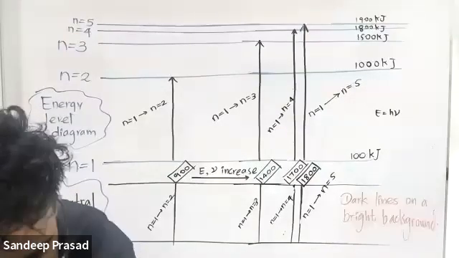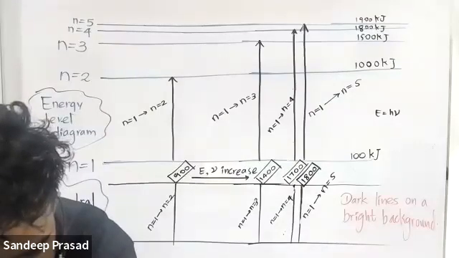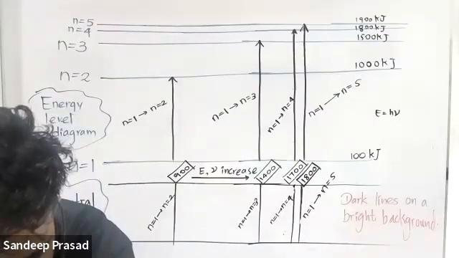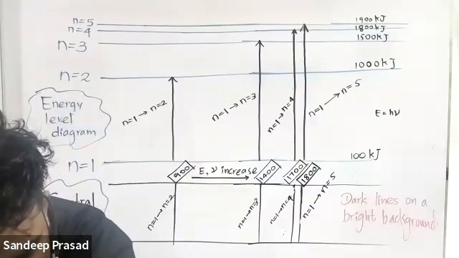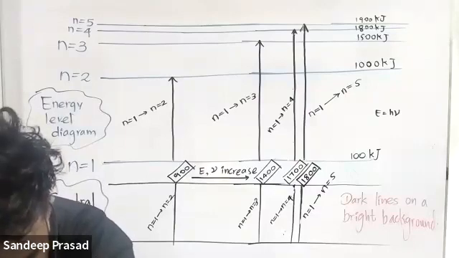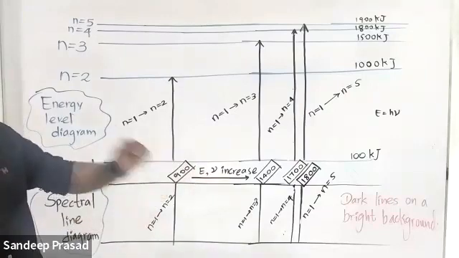And sir, do the dark lines get darker from left to right because of high energy absorption? Do the dark lines get darker from left to right? Dark lines get darker.